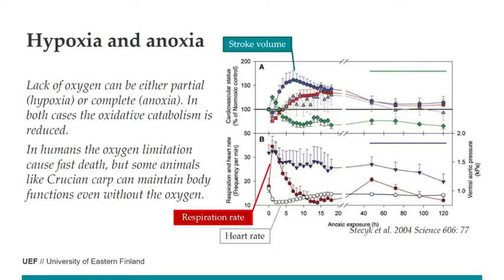Unfortunately, there are too many dots. And so they took the crucian carps in the laboratory and kept them without any oxygen for a few days, measuring practically everything. Let's take these dots one by one. From the lowest one with the white dots, there's the heart rate. So at time 0, they started this anoxic exposure.